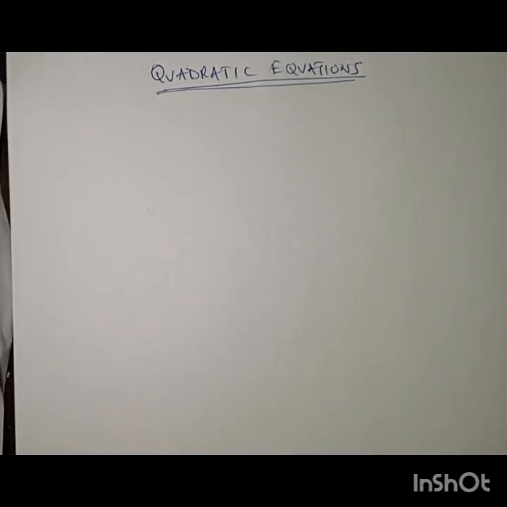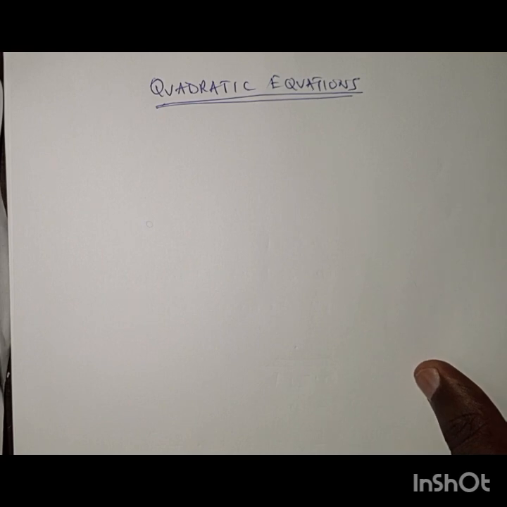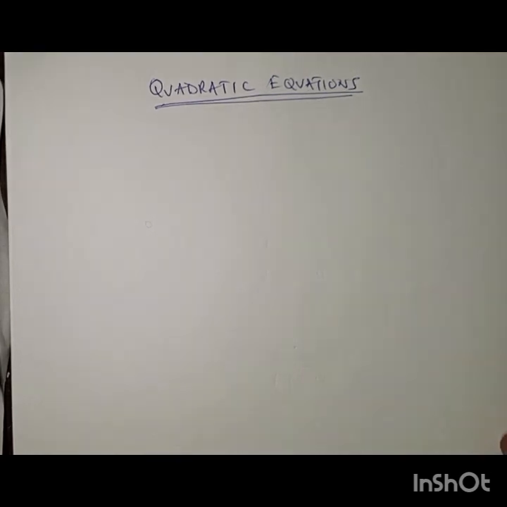Quadratic equations. What are quadratic equations? Okay, so quadratic equations, these are equations with the highest power of 2. So in an equation, if you see the highest power of 2, then just know that this is a quadratic equation. So quadratic equations are defined as equations with the highest power of 2.